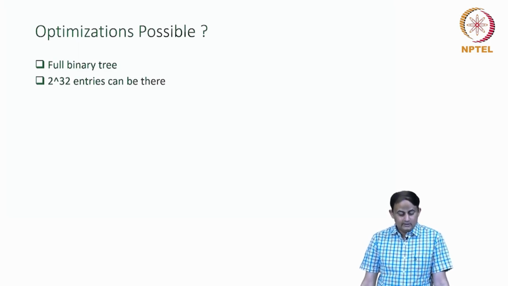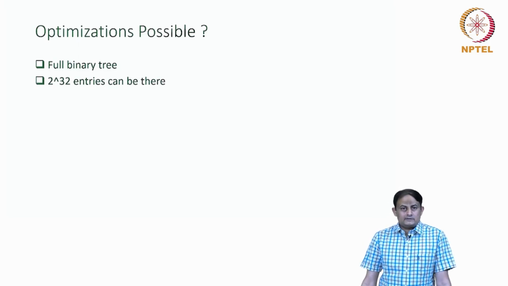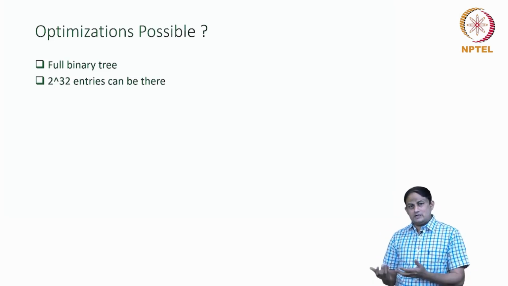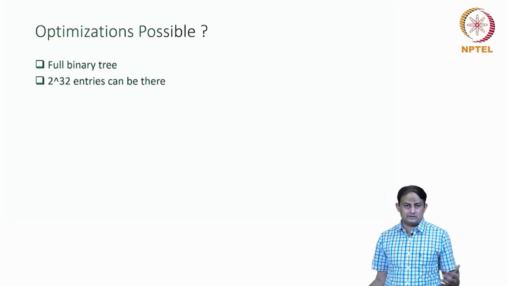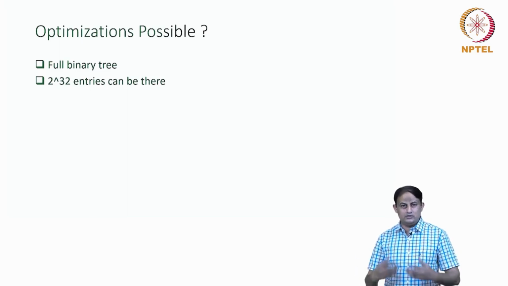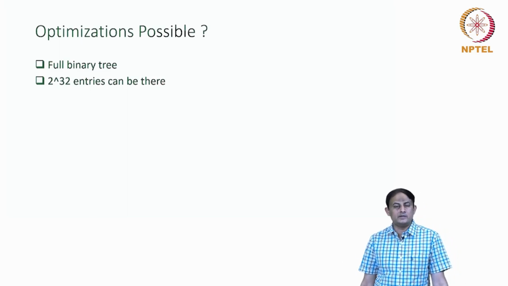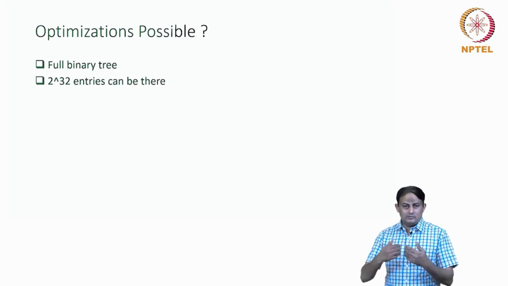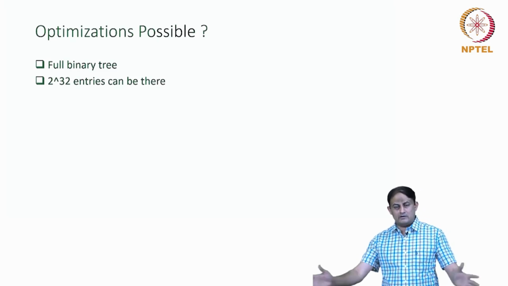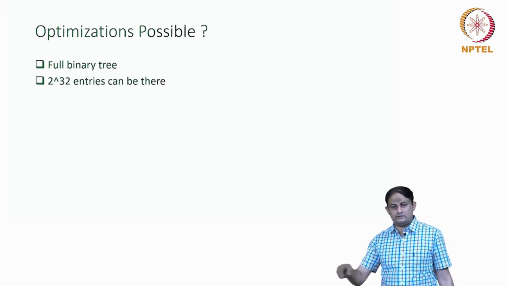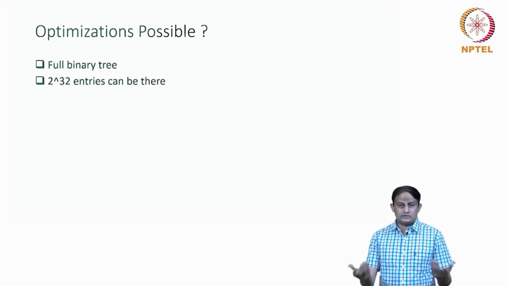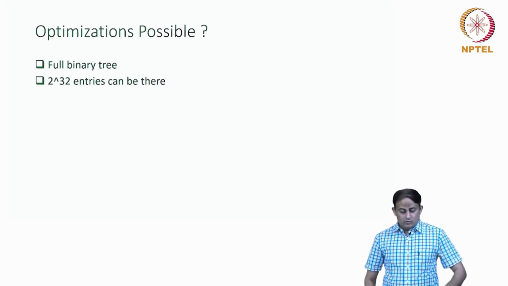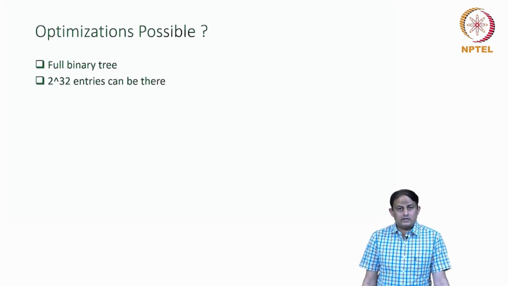Now the question that we ask is, instead of doing 32 pointer references or traversing the trie in the worst case, can we do a little better in terms of memory references? Remember, traversing the pointers and going there takes time. Can I do some optimization? So now we will try to look at some of the optimizations that are possible.